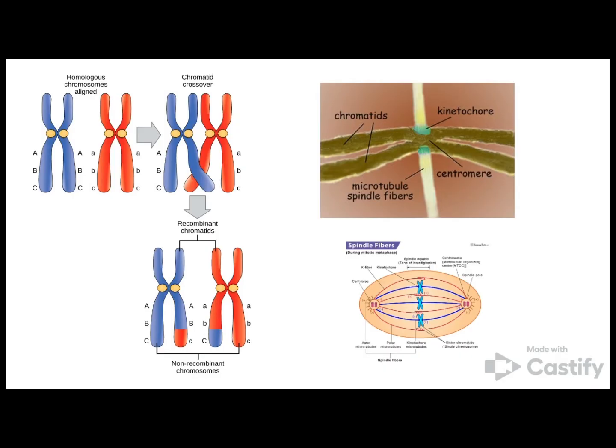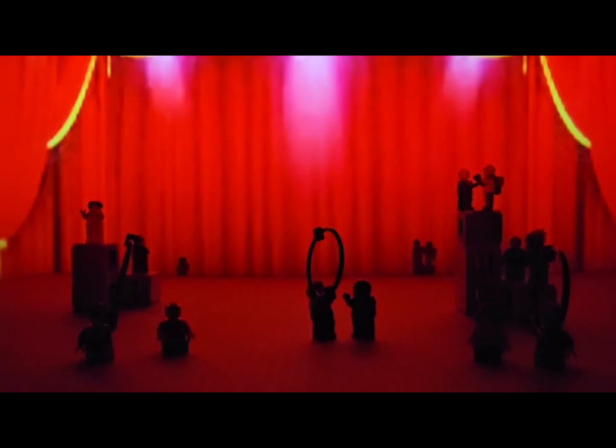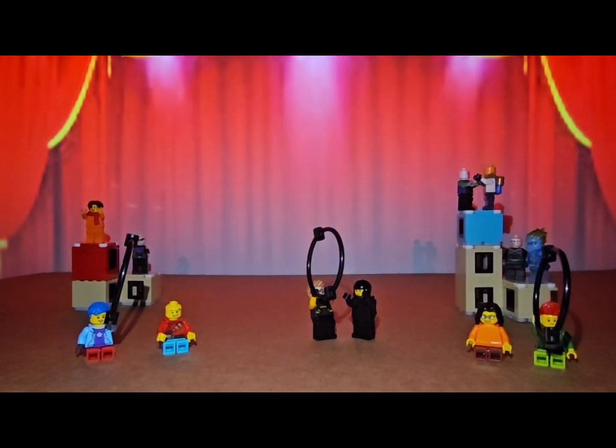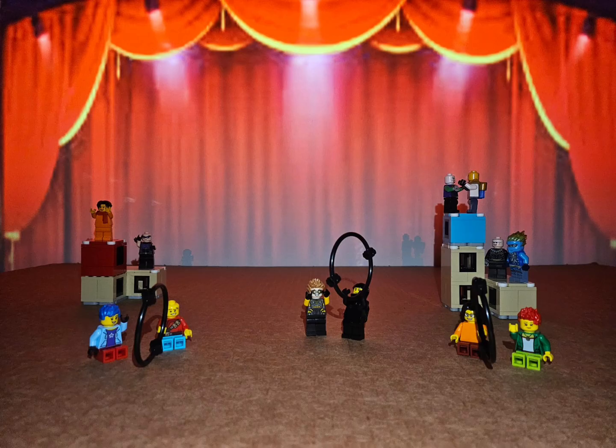Later in prophase 1, the nuclear membrane or envelope that holds the chromosomes inside it dissolves. This is also when the spindle fibers extend outward from the centriole.